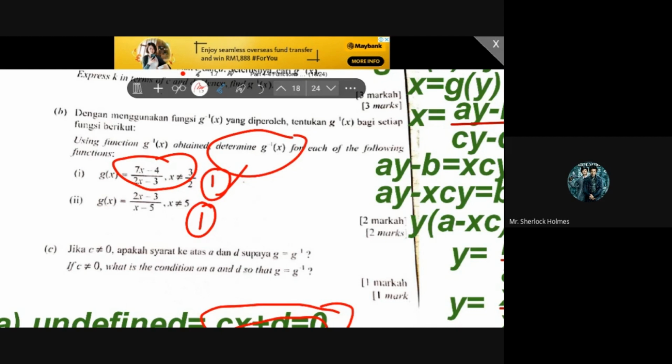So now we are attempting this question. Anyone got the answer can share already. No worries, you can join anytime, it's alright. Negative 4 plus 3x over... Yes, very good, correct. That's the correct answer. And also don't forget, you must write at the side there, x not equal to 7/2 for your answer.